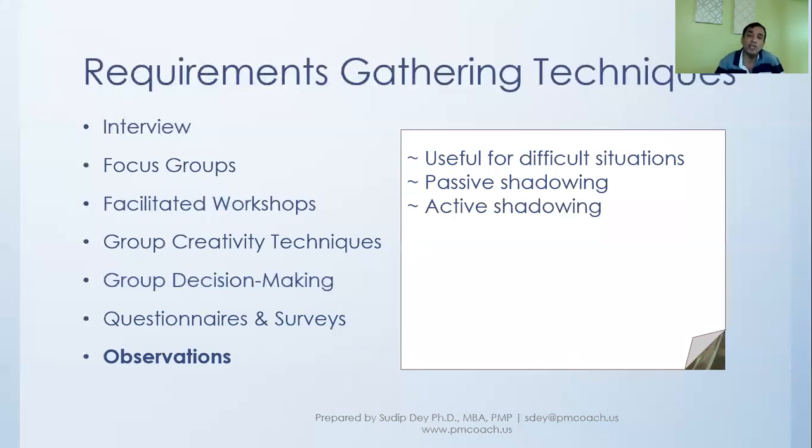So that is called passive shadowing. As opposed to passive shadowing, there is something called active shadowing, where you don't just observe, you actually take part. They give you a role to play, and you become a part of that process. And in that, as you are actually being part of the team, you record what is happening through those processes, and what kind of different activities are done in what sequence, and so on. So you see, there are two types of shadowing. One is passive shadowing, and one is active shadowing.